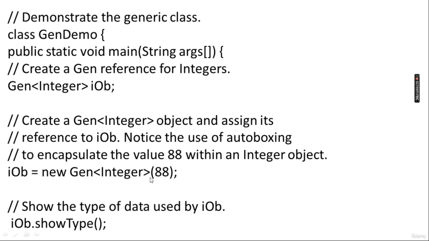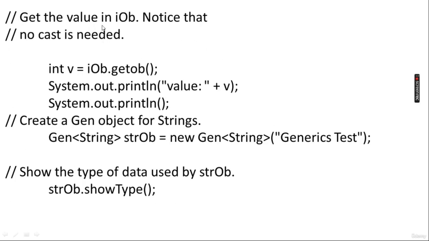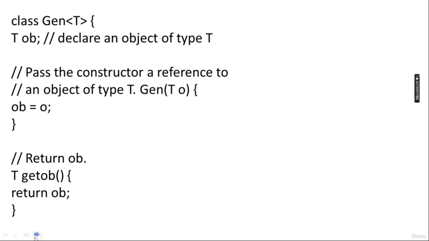Now a new generic Integer is created. Show the type of data used by iObject with iObject.showType. This will display the type of T is object.getClass().getName(). It will display Integer. Okay, get the value in iObject. Notice that no cast is needed. Now Integer v is equal to iObject.getObject(). So what is getObject doing? It is returning the object.